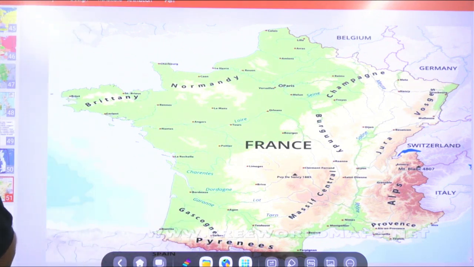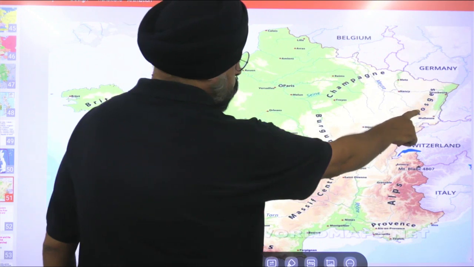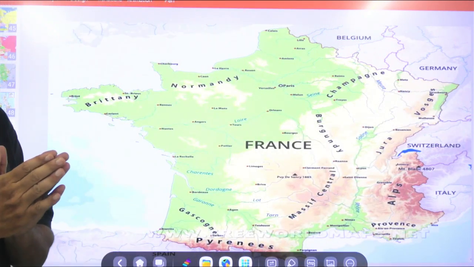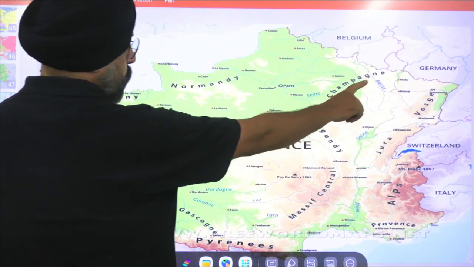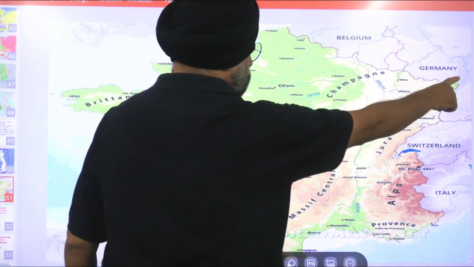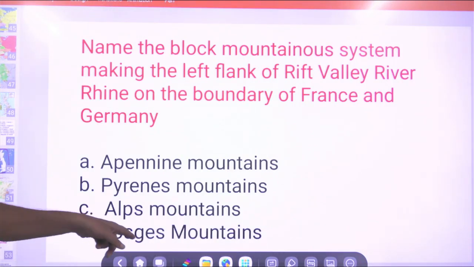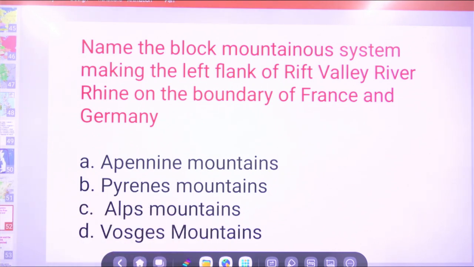Now here, can you see the previous map first? The Vosges Mountains on this side, Black Forest on the other side in Germany, and in between the river Rhine, that is a rift valley. Now can you answer this question? Name the block mountains making the left flank of the rift valley of Rhine on the boundary of France and Germany. See here, which mountain system is this? Vosges here, Black Forest on the other end. So what will be the answer here? Vosges Mountains, the block mountains. The other one is the Black Forest on the Germany side.